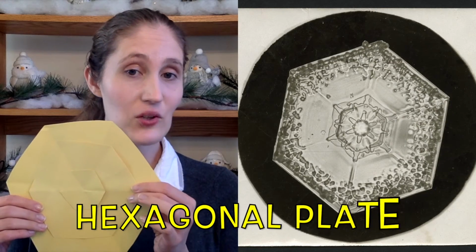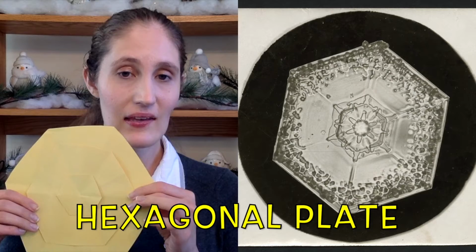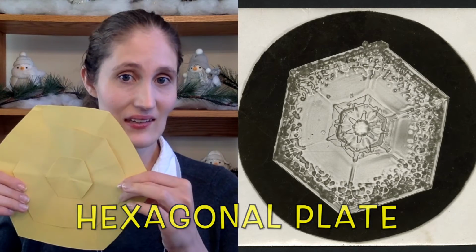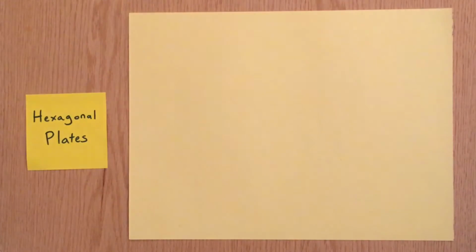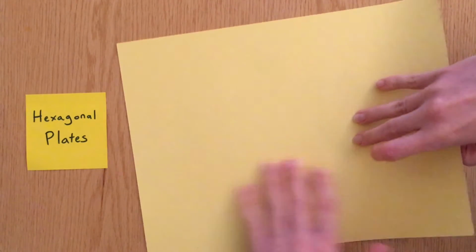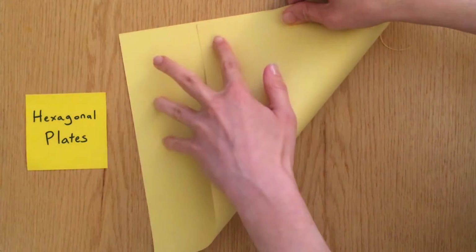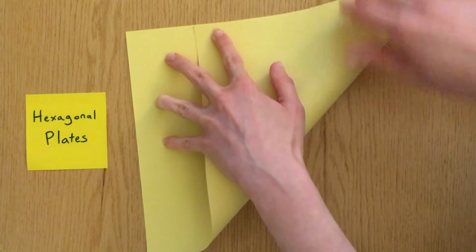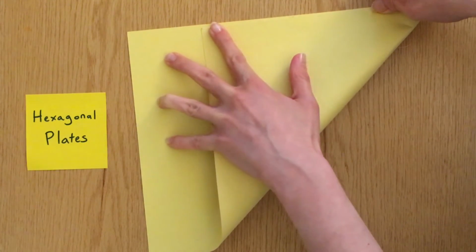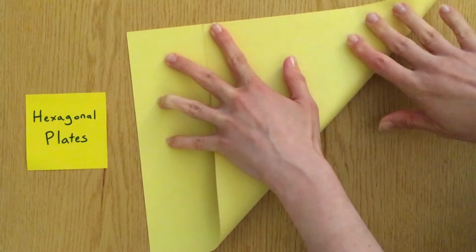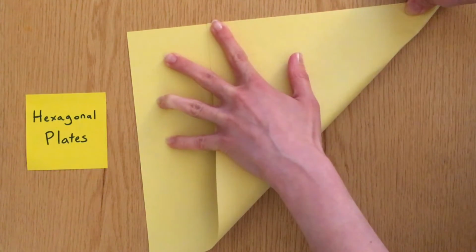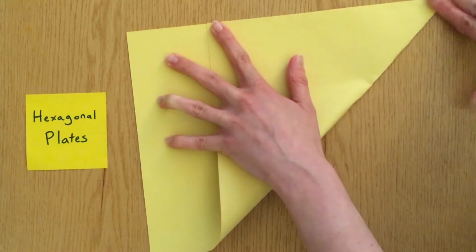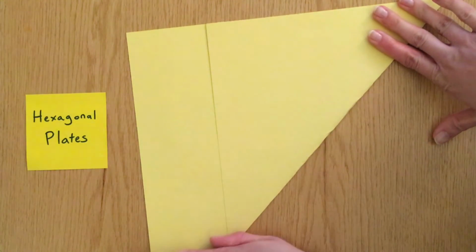The next shape we'll explore is the hexagonal plate, which is made up of layers of thin hexagons. To make a hexagonal plate, I'm going to start by turning my rectangular sheet of paper into a square. To do this, I'm going to fold it into this triangle shape. And if you've ever made a traditional paper snowflake, you've probably done this before.